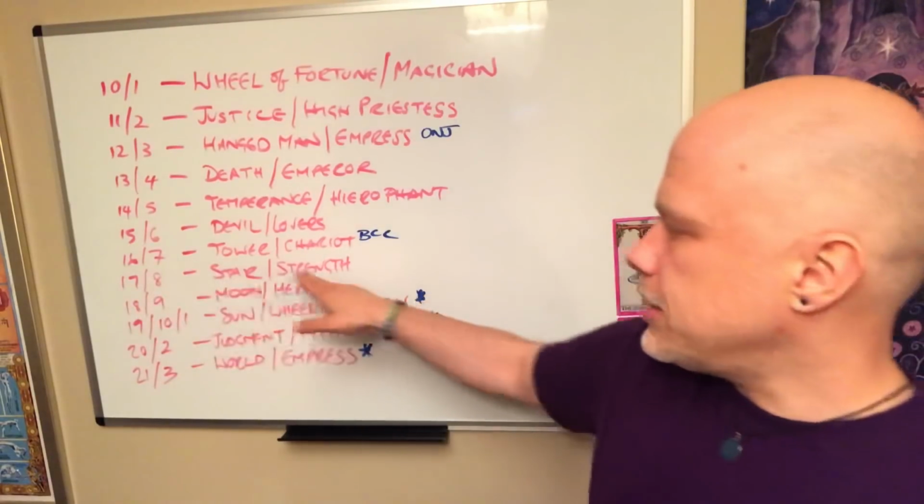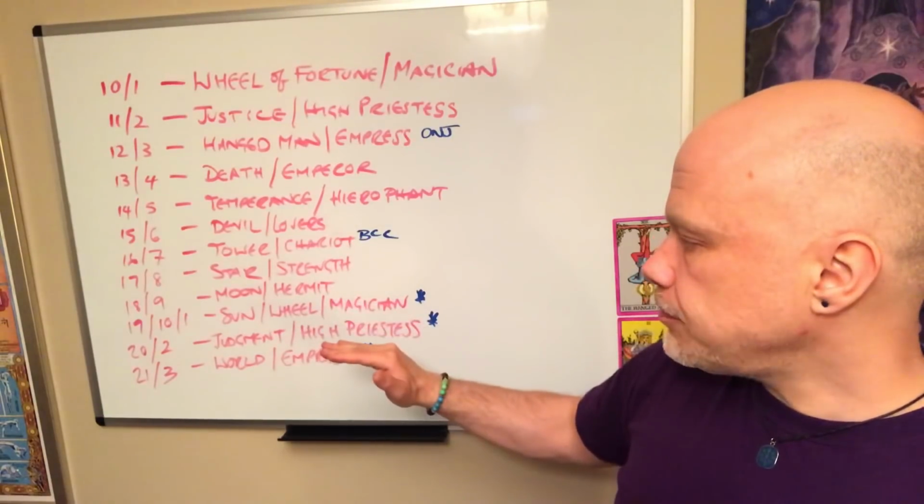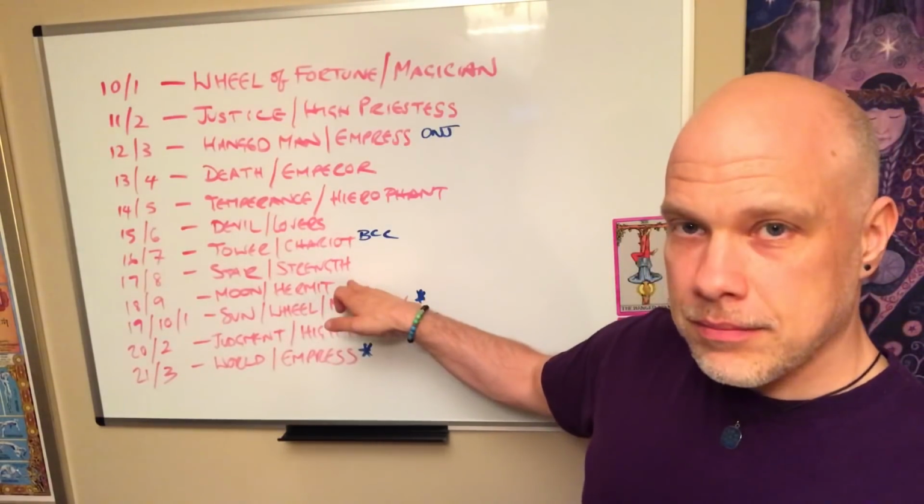17 reduces to 8, that's Star and Strength. 18 reduces to 9, that's the Moon and Hermit. So that's our first 9 pairings.